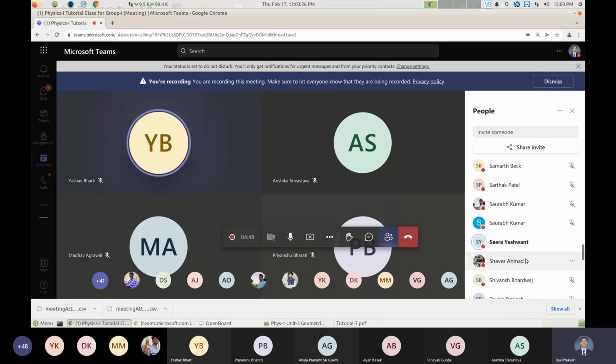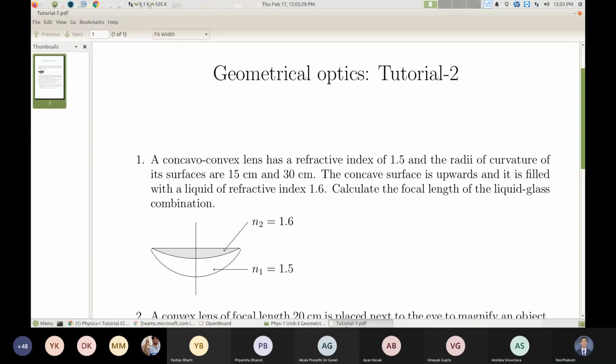Yes, Sira. How will you solve the first problem? Did you get this tutorial? Yes, sir. How will you solve the first problem? If liquid is not there, then how will you solve this problem?